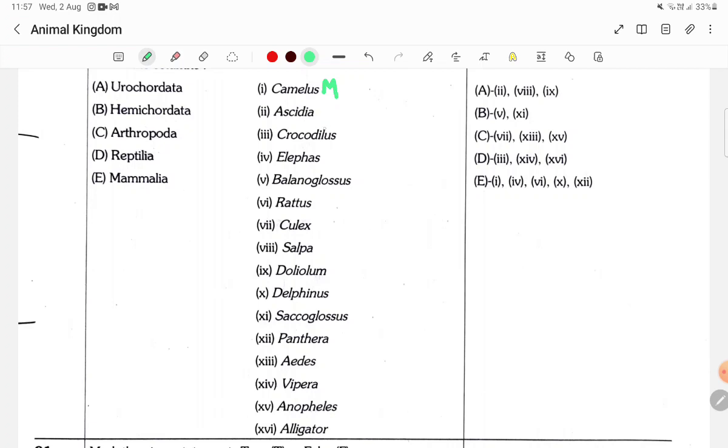Then, Crocodylus, crocodile is reptile, elephant. This is a mammal. Rattus is mammal. Culex, Ascidia, Doliolum. No. Dolphin, yes, that is. Panthera, yeah, Panthera is. Aedes, Apis, Anopheles, alligator. No. Let's start with reptile. Yeah, alligator is reptile. Then we will go to Anopheles.